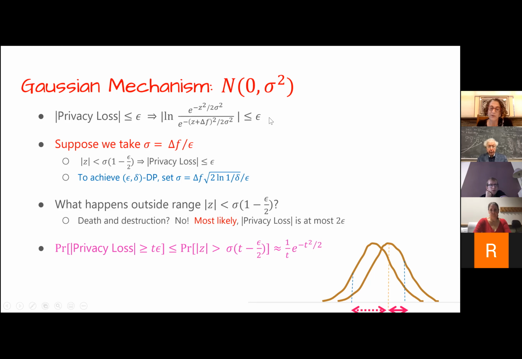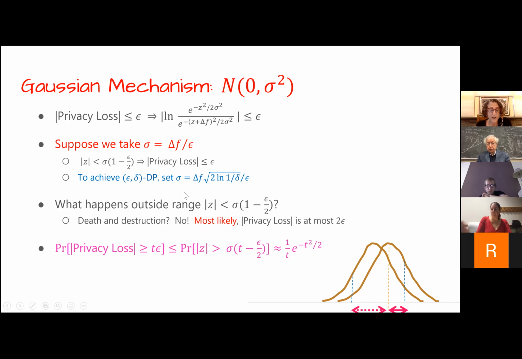So when this log is less than or equal to epsilon, the privacy loss will be bounded by epsilon. Suppose we take sigma to be delta F over epsilon itself, where delta F is the L2 sensitivity. When the draw from the normal distribution is bounded by sigma times 1 minus epsilon over 2, we're going to get a privacy loss less than or equal to epsilon. We may have other cases where it's less than epsilon, but it will be less than epsilon at least this often.